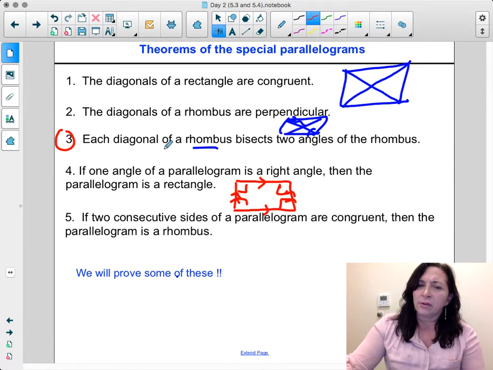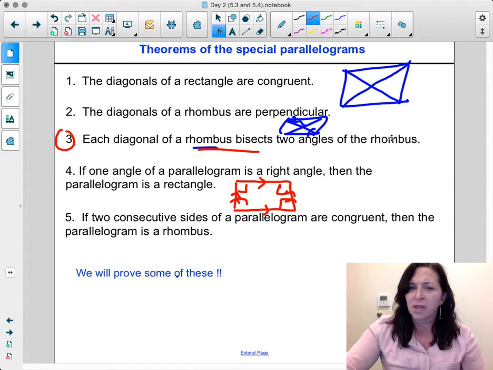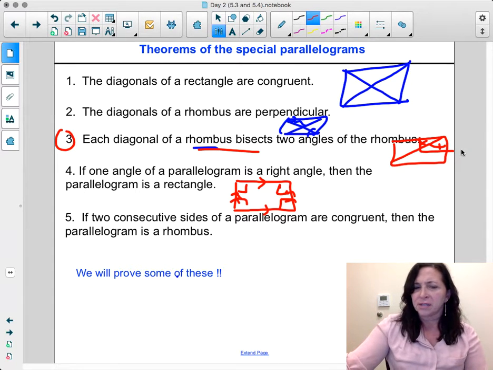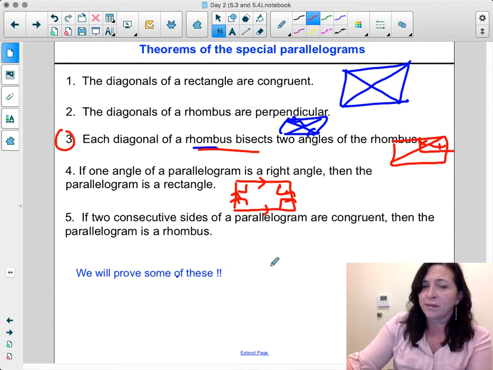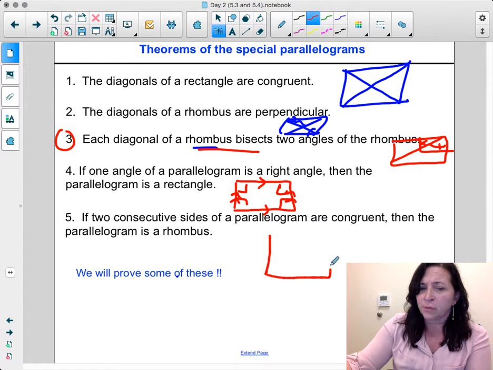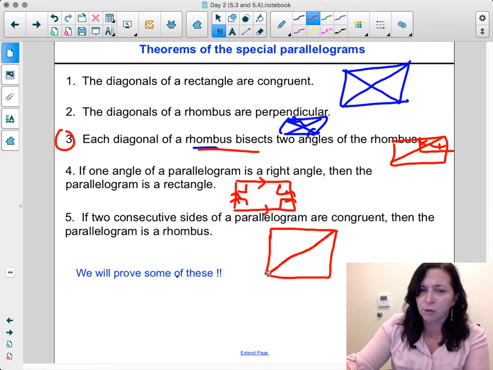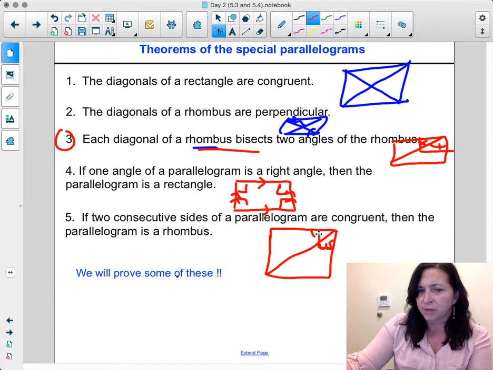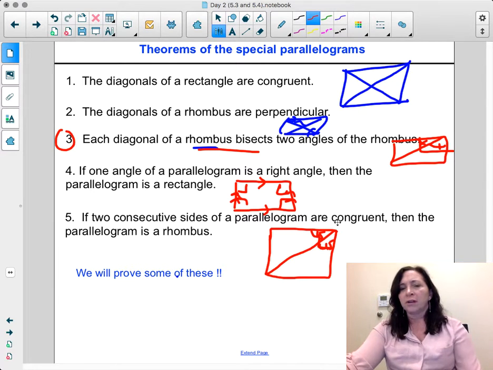While the diagonals of a rhombus bisect the angles of a rhombus, the diagonals of a rectangle do not bisect. They don't bisect the right angle here. That is not bisected. The only ones that are bisected are the squares. So for example, if you had a square with a diagonal like this and you know it's a square, then each angle here is 45 degrees. But that doesn't work on a rectangle.